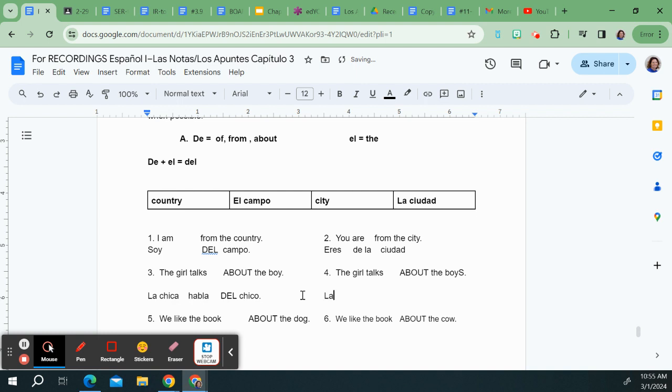Over here, the girl would be la chica, habla, de los chicos. Here we have de right next to los. That gives you nothing. De only contracts with el to give you del. Otherwise, it's just de la, de los, de las. All right, out.